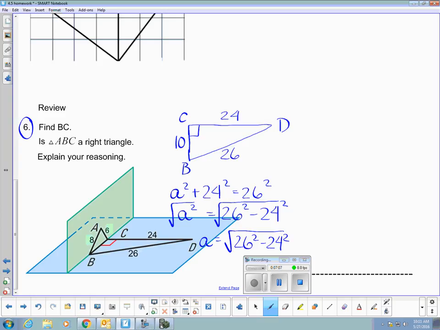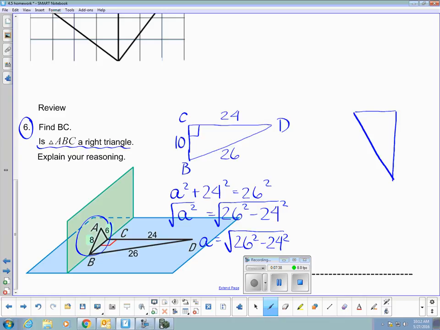So now what I'm going to do is take the triangle on the green plane and redraw that, and we'll make it look like this. Now, here's what I don't know. I don't know if it is a right triangle. And that's what I'm trying to determine. Is triangle ABC a right triangle?